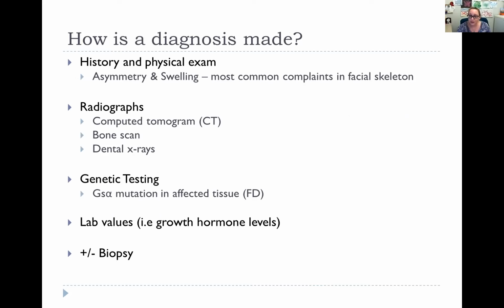Sometimes a biopsy is unnecessary because diagnosis can be made on the basis of history, exam, and x-rays. And as you will see, fibrous dysplasia has a very characteristic appearance on x-rays or CTs. In addition to those findings, sending somebody to a geneticist might be somewhat helpful, but you really need to look for the mutation in the affected tissue itself. Lab values, looking at different endocrine or hormone factors such as growth hormone, can be helpful, but they don't always give you the full picture. And then, like we said, sometimes biopsy is necessary. I will say that the only real way to actually get a diagnosis is through a biopsy.